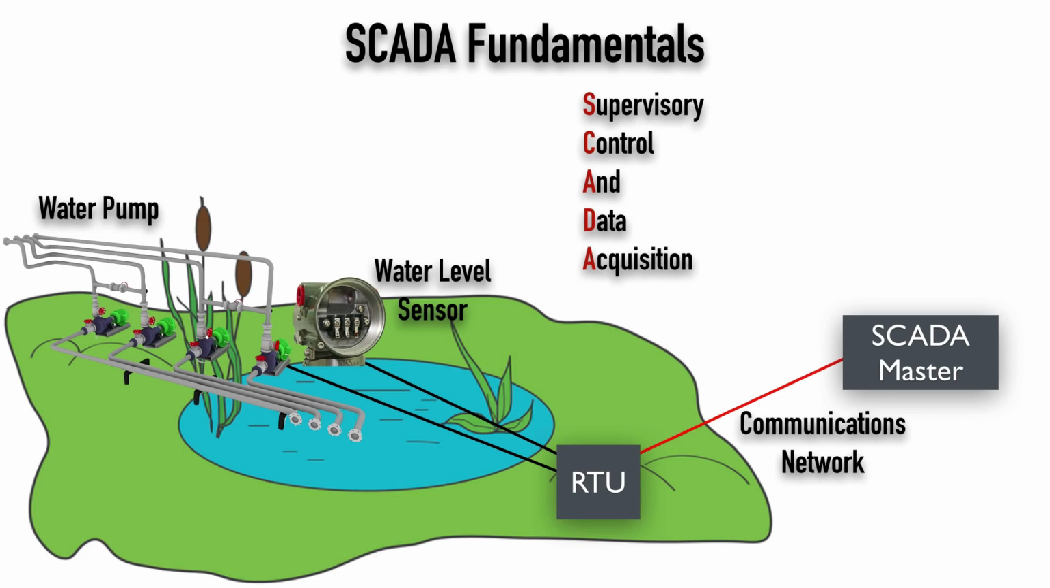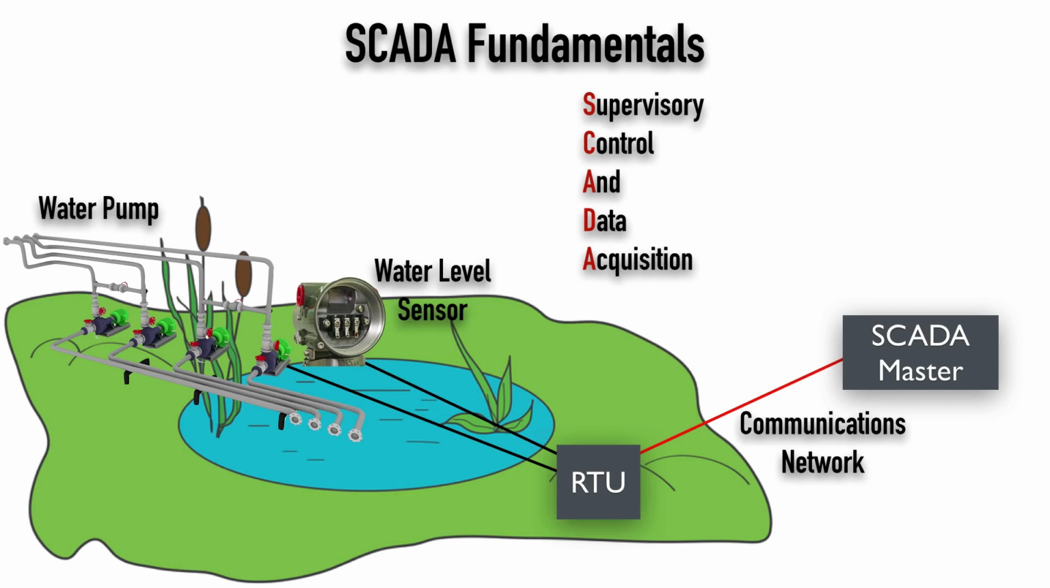This link between the RTU and the SCADA master, that might be Ethernet. Maybe it's some sort of a WAN link. And if this communications network is IP-based, then you're going to be able to use the skills that you're learning in this course to help troubleshoot this communications network that's interconnecting the RTU with the SCADA master.